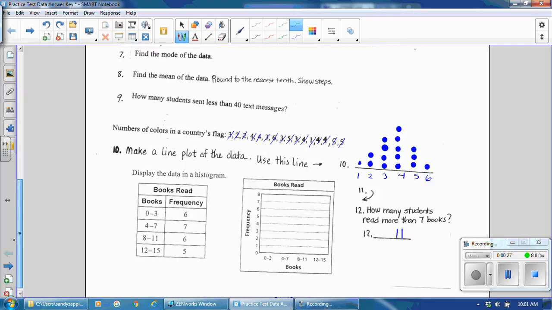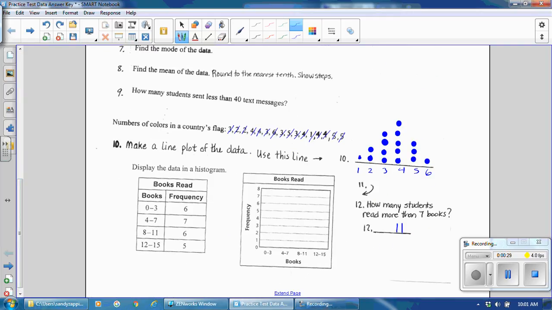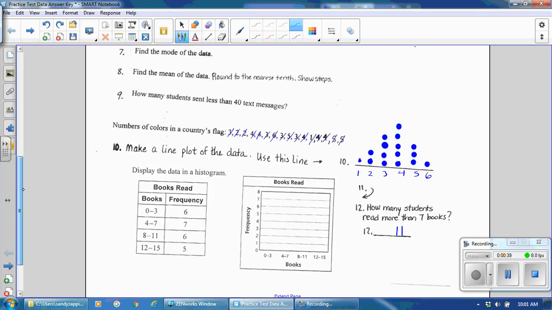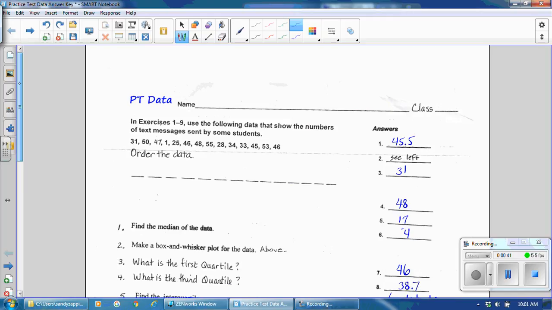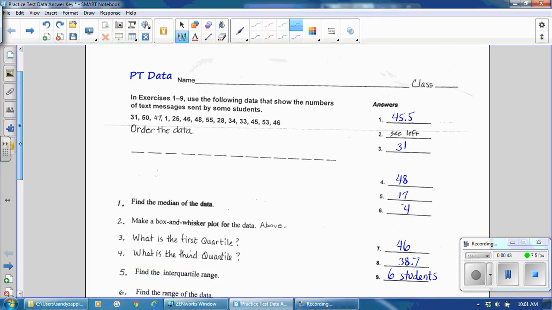And then here is 10 and 12. And then to correct the box and whisker and the frequency table, you can fast forward to the end or wait until we get there. So now let's go through each problem and how to do the steps.